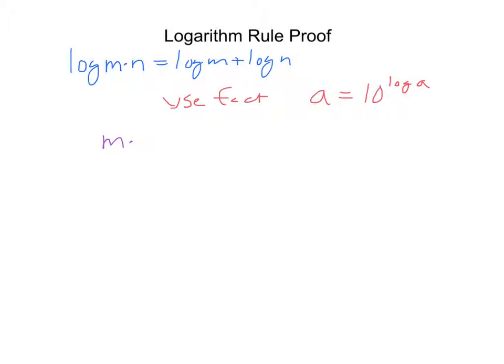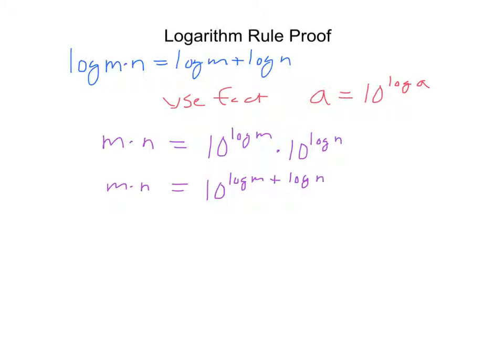So m times n. Well, certainly m has to equal 10 to the log m, and n has to equal 10 to the log n. So this little thing here is m, this little thing here, that's n. Now we actually know from our exponent rules, these have the same base, so I could actually add their powers together. Log m plus log n. And if we had like 2 to the 10th times 2 to the 8th, we could add 10 and 8 and get 2 to the 18th. Okay, so we got that.